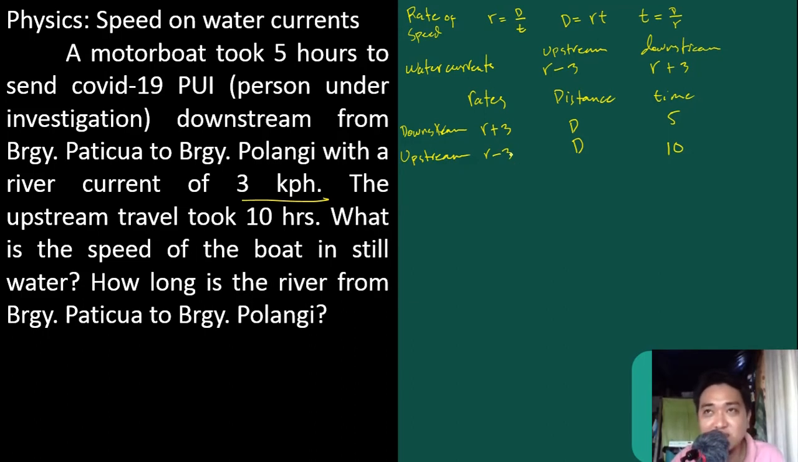Okay. Pag downstream, again, dadagdagan natin ng 3 kph kasi bibilis siya eh. Yung bilis ng motorboat plus yung bilis nung tubig pababa, downstream. Pagka naman upstream, yung bilis ng motorboat, syempre merong force that goes against the motorboat, so mababawasan yung speed niya ng 3 kph. So ganito natin siya in-express. So here we have now this table. Now we are ready to create linear equations or linear systems out of this information.